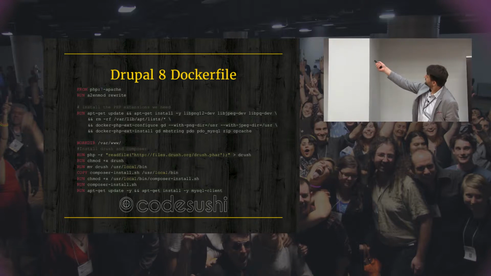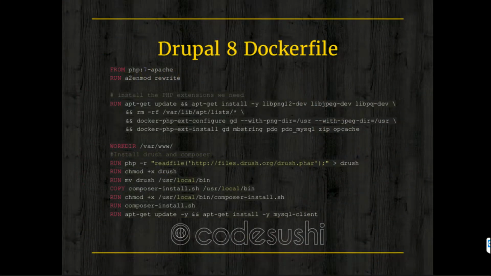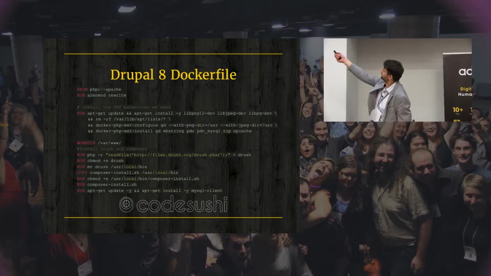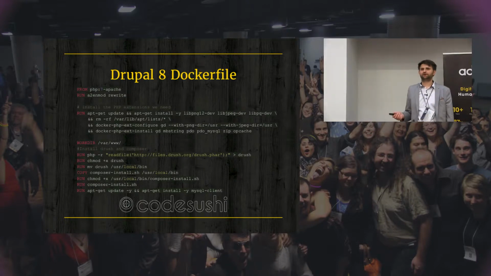And here this line is a COPY. It tells Docker to copy from the local directory, which resides side by side with the Dockerfile, a file called composer install, copy it into /usr/local/bin, and make it runnable, and run it, which will install Composer into the working directory. And then last but not least, we need to have the MySQL client so we can do stuff with MySQL.